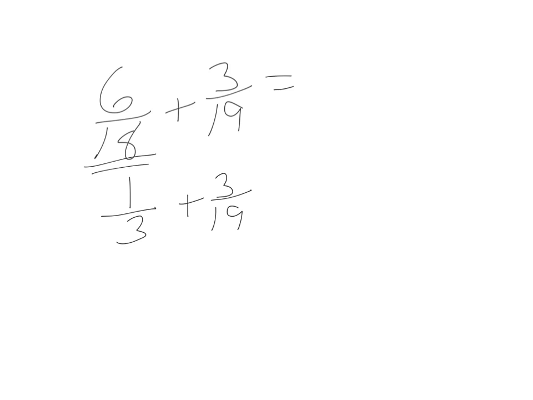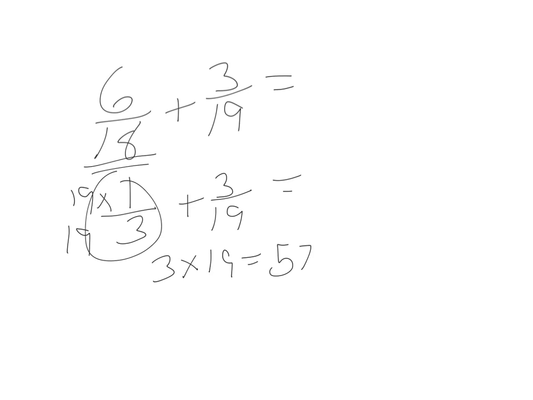To add these two, we need to find a least common multiple or greatest common denominator for 1/3 and 3/19. Since 3 and 19 are both prime numbers, their least common multiple will be 3 times 19, which turns out to be 57. So to get 57 in the denominator in my first fraction, I need to multiply by 19, which means I also multiply the top by 19, and I get 19 over 57.